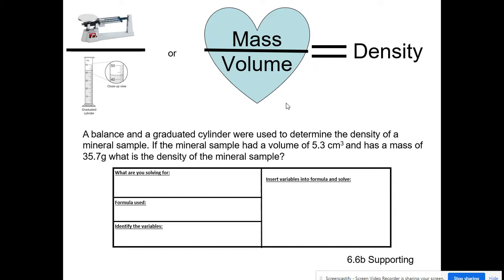We're going to skip mass, volume, density because that's more for sixth grade. But if you're curious, here are your answers. All right, so we're going to end here.